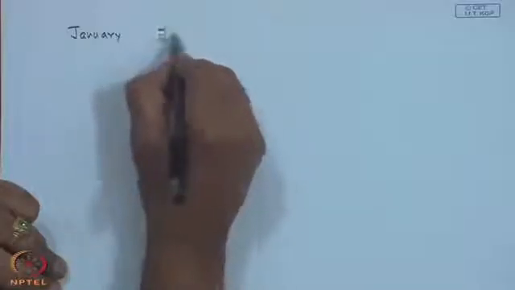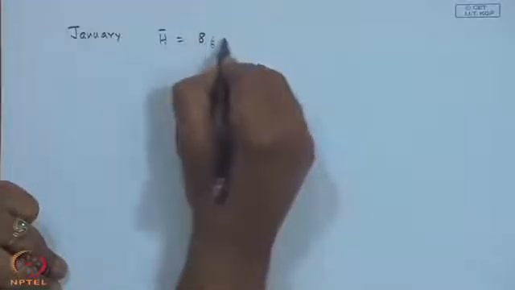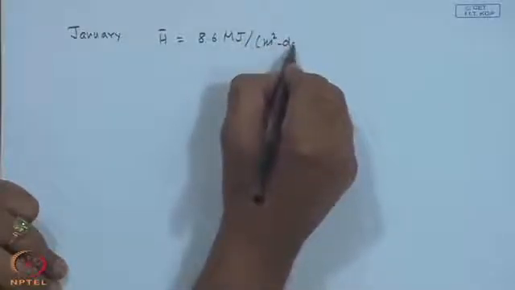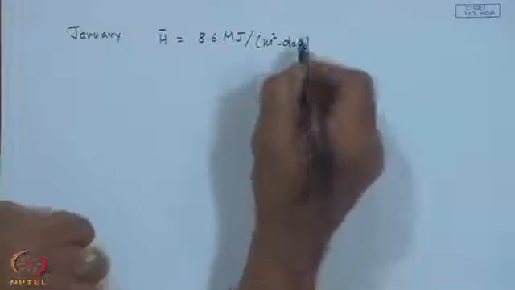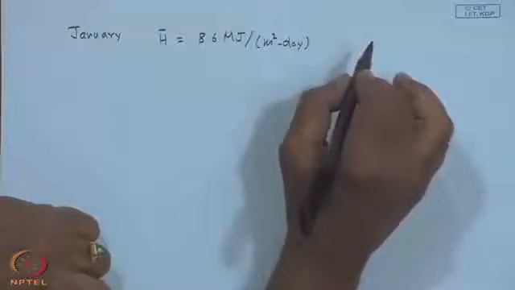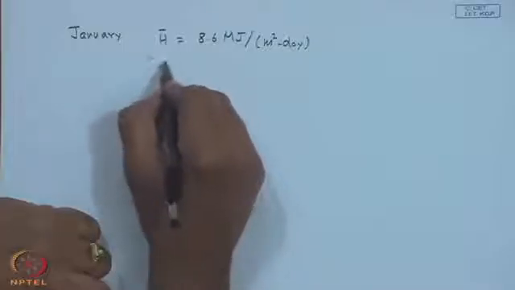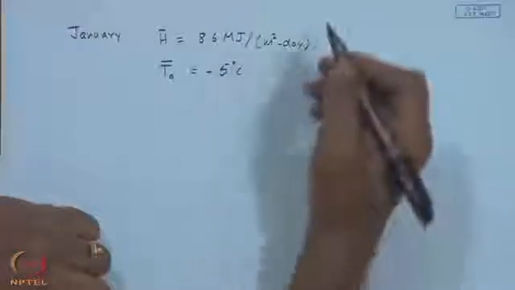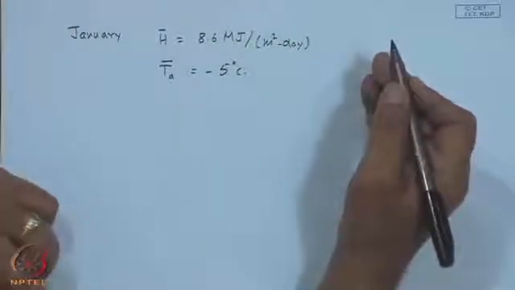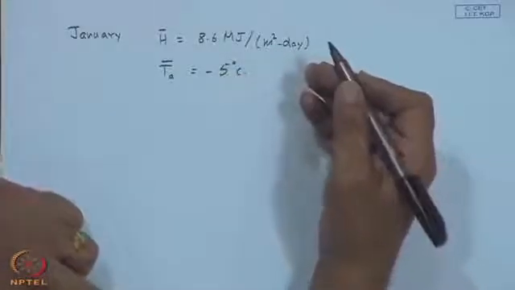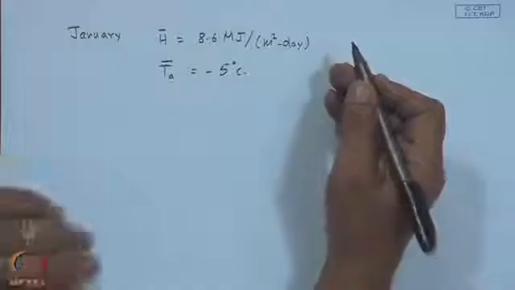H bar is 8.6 megajoules per meter square day. In order that there is no ambiguity, the monthly average daily radiation on a horizontal surface is 8.6 megajoules per meter square day, and the ambient temperature T A bar is equal to minus 5 degrees C. The only difference is, if you take a location from India, T A bar may be 10, 15, 20, whatever, even in the month of January.